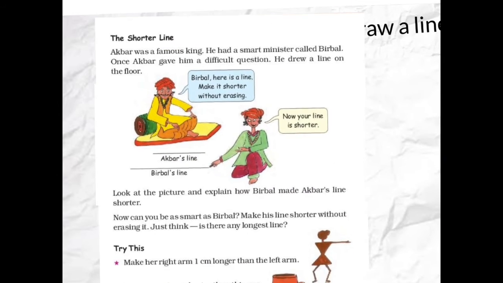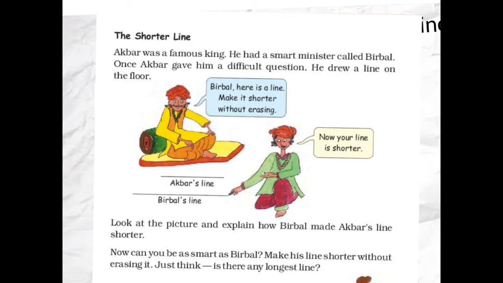Here is an interesting story, the shorter line. Akbar was a famous king. He had a smart minister called Birbal. Once Akbar gave him a difficult question. He drew a line on the floor. He called Birbal and said, Birbal, here is a line. Make it shorter without erasing.